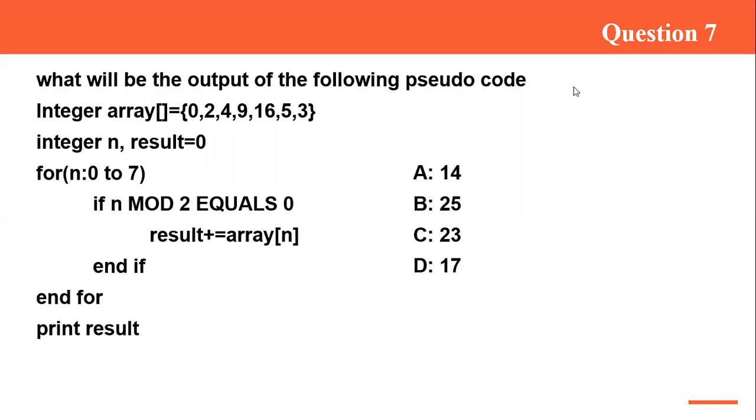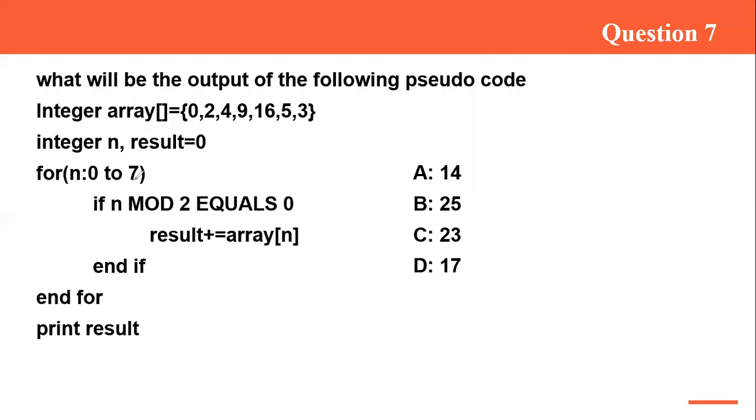If they give the element, they would have given something like this. They would have given array of n mod 2. Right? Array of n mod 2 they would have given. But they didn't give like that, right? They give n mod 2. That means you have to consider only the index.